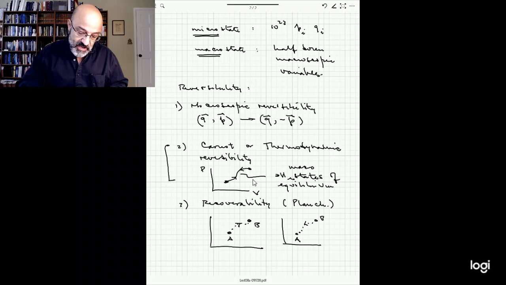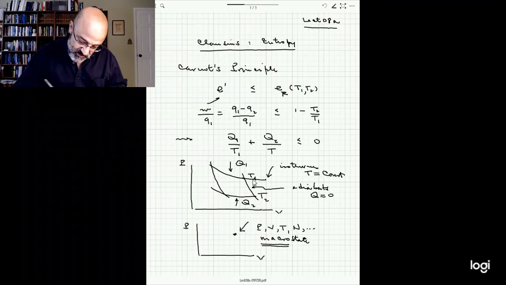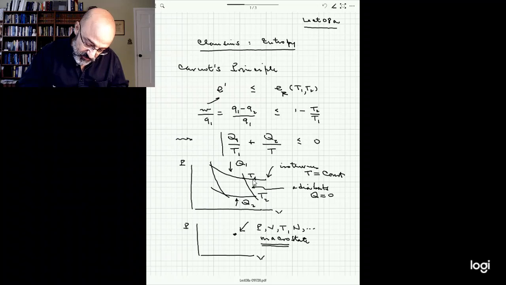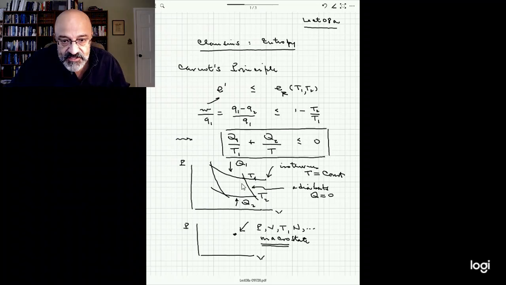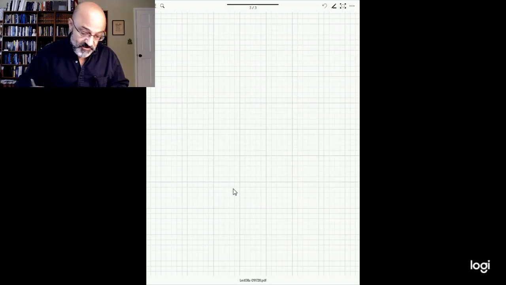Very good. So now let us generalize. This statement here, we want to generalize it. And the way we're going to generalize it is by saying, look, the equality sign corresponds to a reversible cycle of the type that we drew there. So I would like to draw more general reversible cycles.